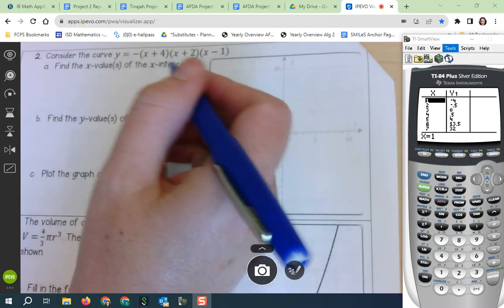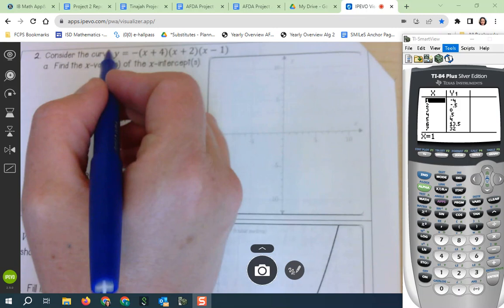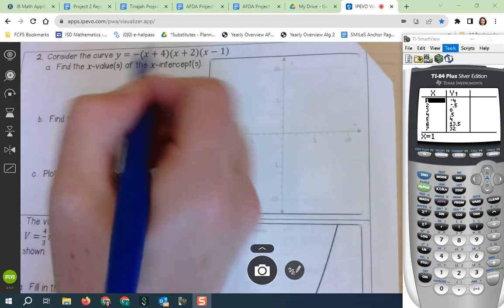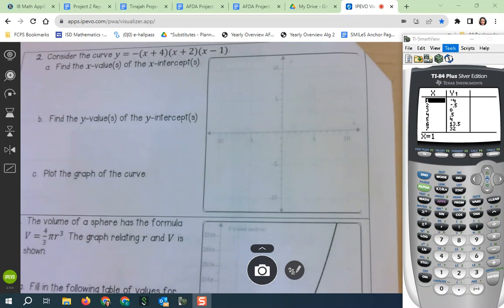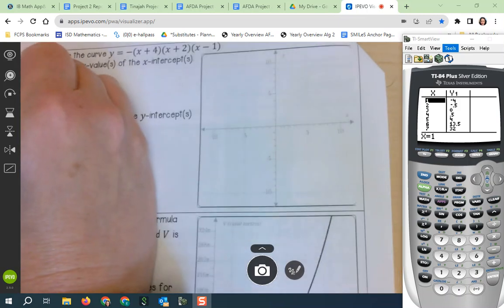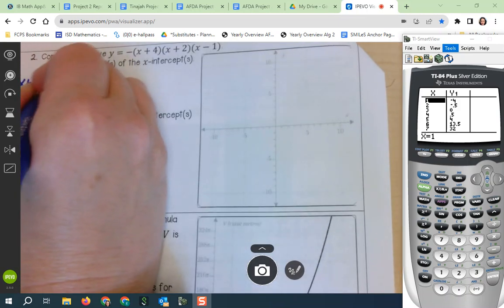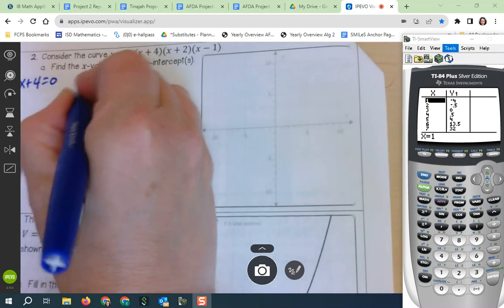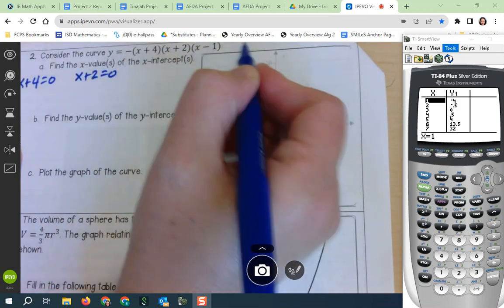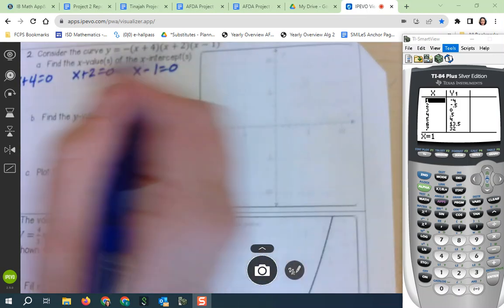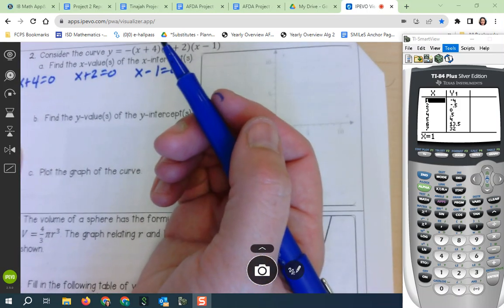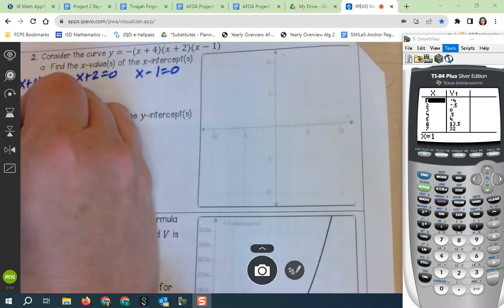All right, to find the x-intercepts, you make the y 0, and if I make the y 0, the zero product property says one of these factors has to equal 0. So you can write x plus 4 equals 0, x plus 2 equals 0, and x minus 1 equals 0, and you can solve them. You could have used the table to find the same numbers.